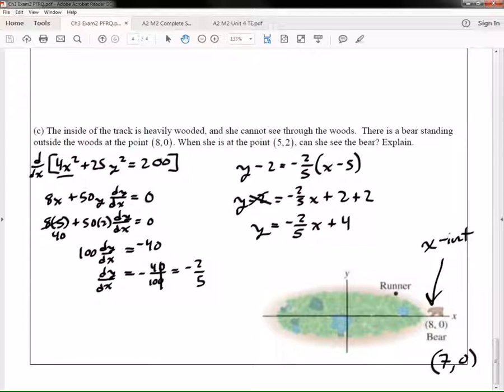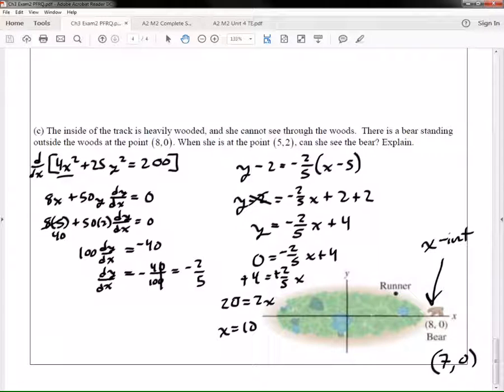Now, what was the other thing I need to know? Once I got my tangent line, what was the other thing I needed to know? I need to know the x-intercept. And how do I find the x-intercept of a line? You plug 0 into the y and then solve. So I have 0 equals negative 2 over 5 x plus 4. Subtract 4 from both sides, so I have negative 4 equals negative 2 over 5 x. Multiply both sides by negative 1. Multiply both sides by 5 to get rid of this fraction. And then I got 4 times 5 is 20, equals 2x. x equals 10. My x-intercept is 10.